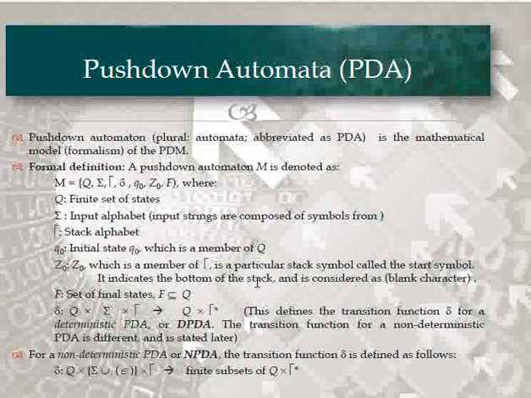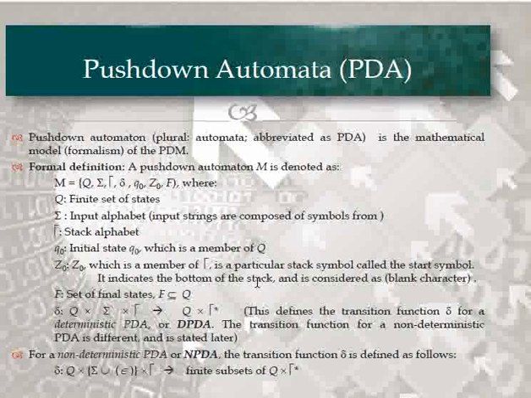So how do I show that my stack is empty? We could use this symbol called Z0. If my stack contains only Z0, then I would say that the stack is empty. And F represents the set of final states, represented by a capital F, which is a subset of Q. And then we have this delta. Delta would be the transition.